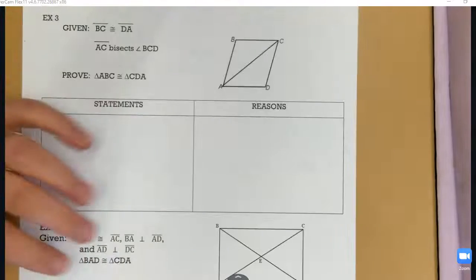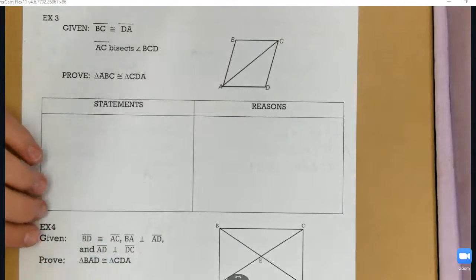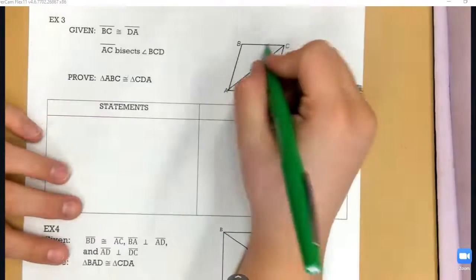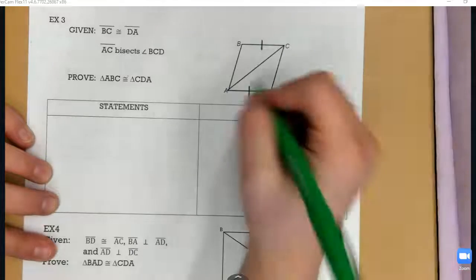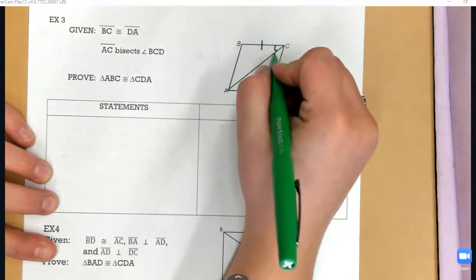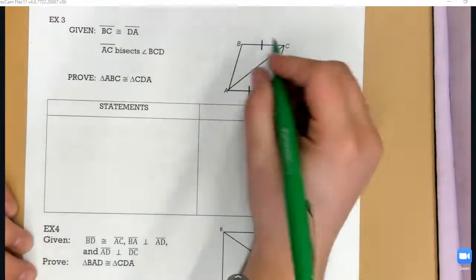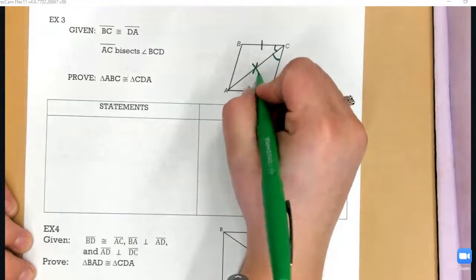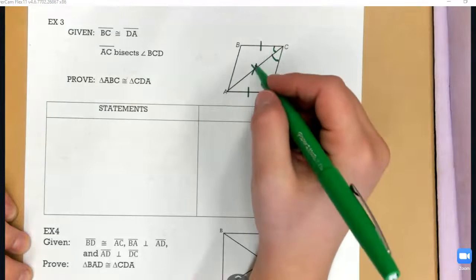Okay, on to the back page. I'm told that BC is congruent to DA and that AC bisects angle BCD, so that means it's split into two congruent angles. And I can also see from my diagram that they share the side CA, so it's congruent to itself by the reflexive property. So this is going to be side, angle, side.